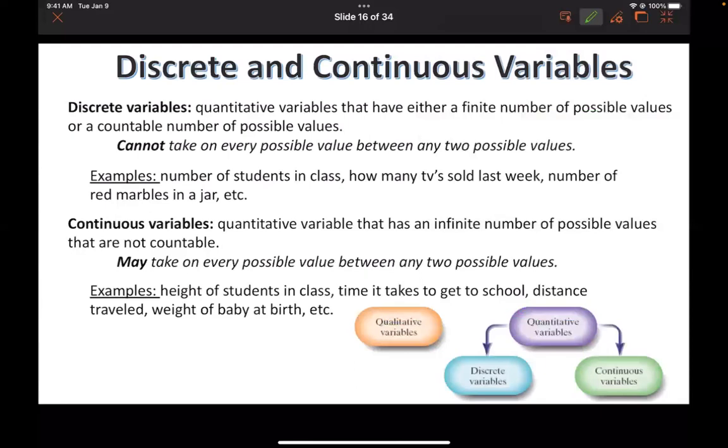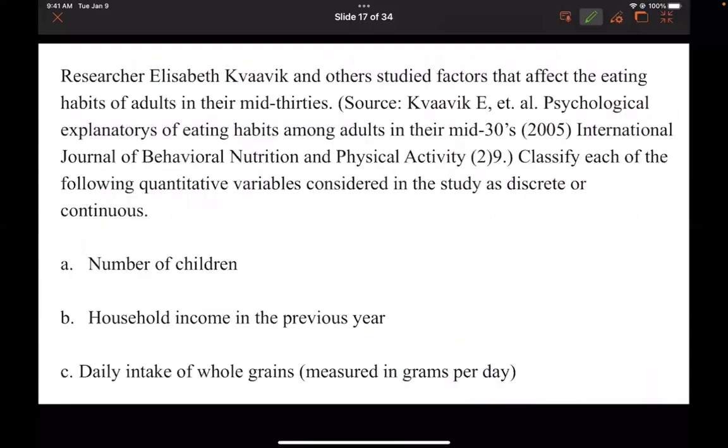All right, moving on. So we're back at Elizabeth Kvavic and the eating habits of adults in their mid-30s. We're going to determine whether the variables are discrete or continuous. I already kind of told you on this one. Number of children. I'm not going to have partial children, so this is discrete. Household income in the previous year. It's again money. We always consider money to be continuous when you're earning it. So this would be continuous.